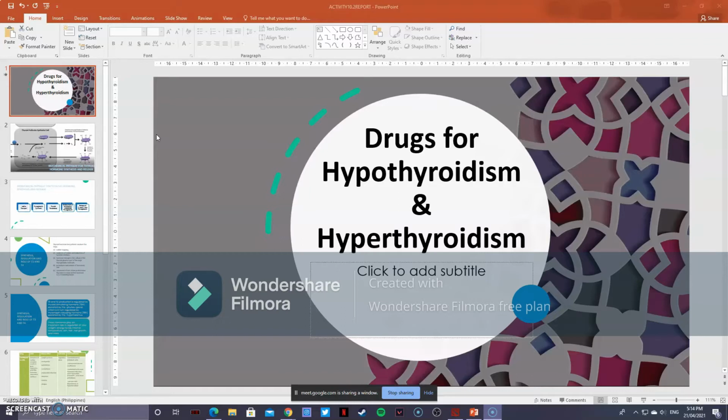But first, we need to know what is hypothyroidism and hyperthyroidism. Hypothyroidism is a condition in which the thyroid gland is not able to produce enough thyroid hormone. Hyperthyroidism is a condition in which an overactive thyroid gland is producing an excessive amount of thyroid hormones that circulate in the blood.